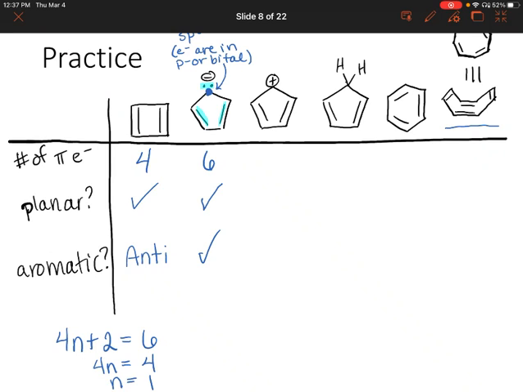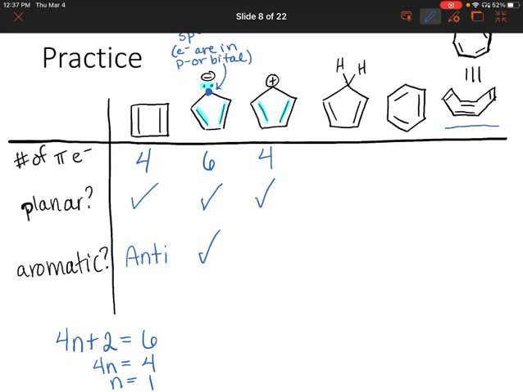Okay, let's go to the next molecule. How many pi electrons does that molecule have? Only 4. So we have 2 in each of these double bonds, but we don't have a lone pair up above like we did in the last molecule. So this only has 4 pi electrons. Now I already told you that most of these rings are planar, but now we have to figure out, do we have 4n plus 2 electrons?